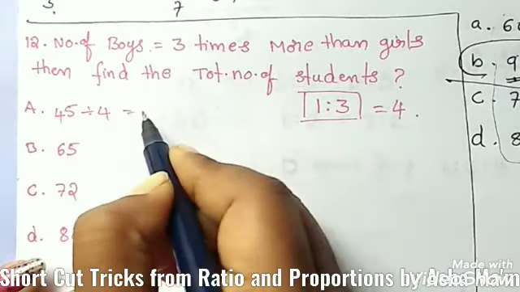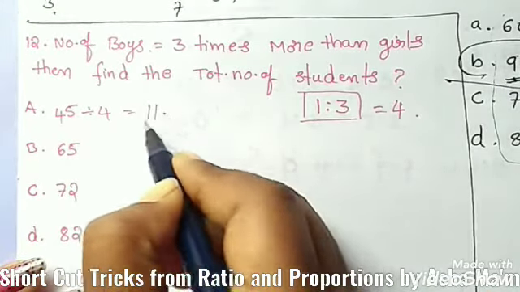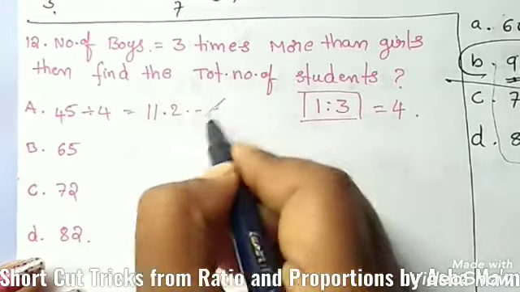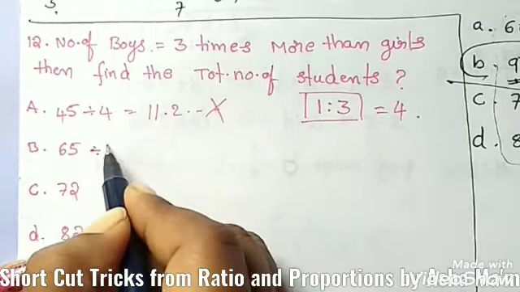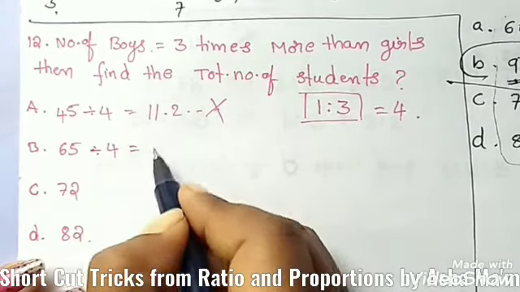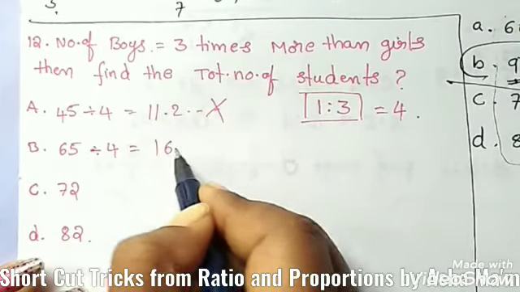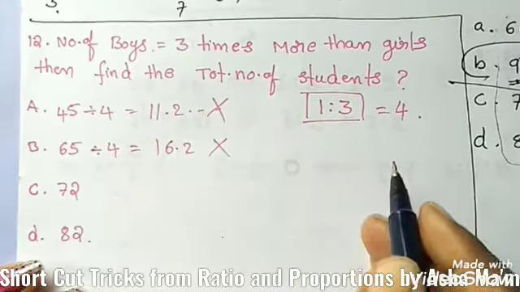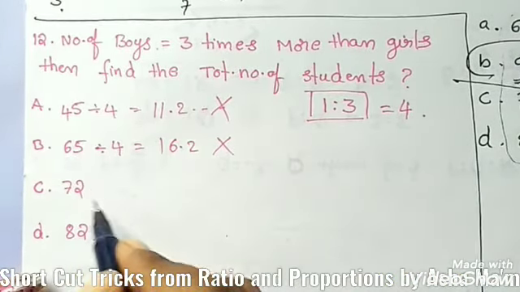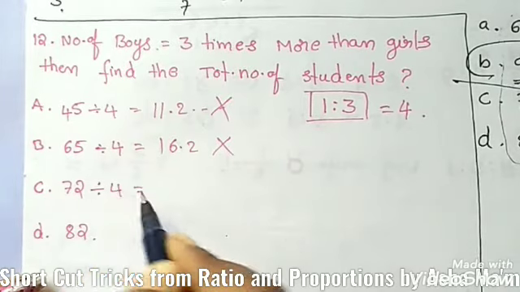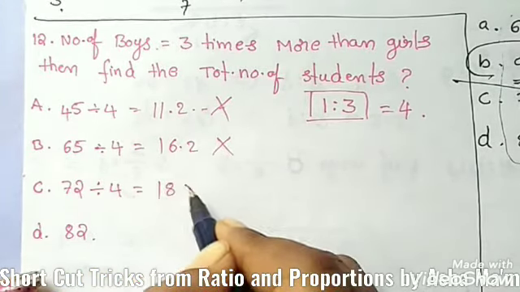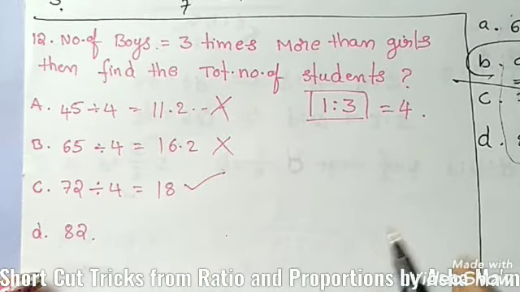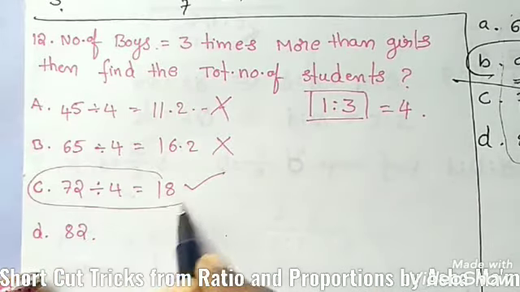Let us see now. 4 means one time, again one time, 0.2. So it's the wrong answer. Now is 64 divisible by 4 or not, let us see. One time, then 16.2. So it may be the wrong answer. Now 72 divided by 4 means 1 time, again 8 times. So it is exactly divisible by 4. Then option C is the correct answer.